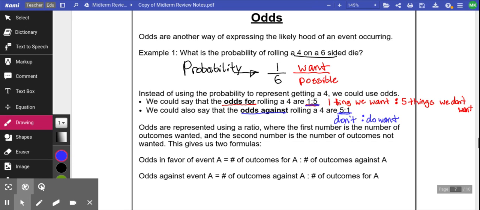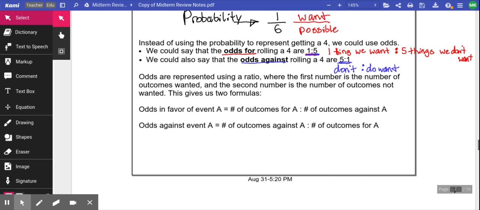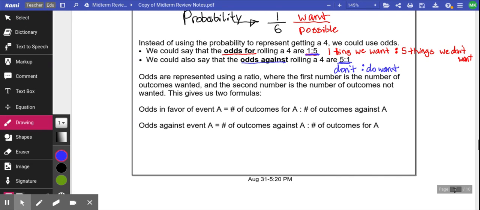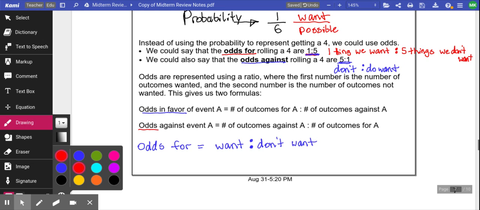Awesome. So at the bottom here, we've got two little formulas. That's the mathy way to write them out. I like to have my own way. So odds in favor of, we usually call it odds for. The way we write that is we write what we want as the first number. Then we do a colon. And then we write how many things we don't want. When we're doing odds against, we reverse those numbers.